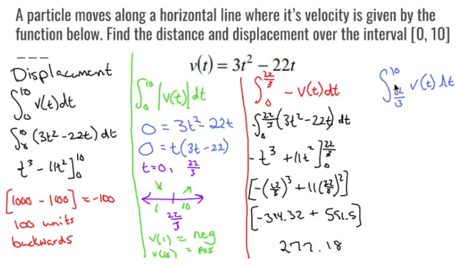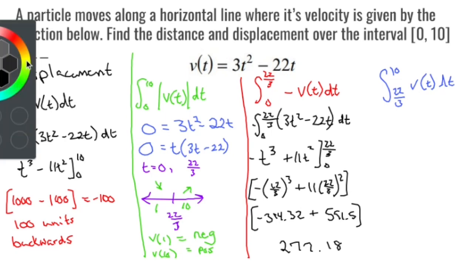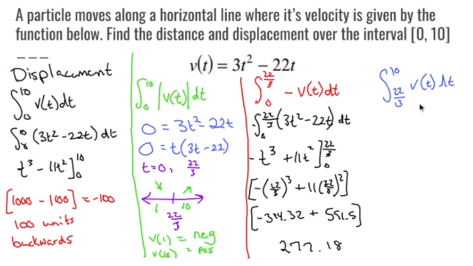This guy's going to be slightly more challenging. Let's get a fun color. Let's get a nice little orange in there. We already know what happens when I take the integral of v(t) because that happened over here. So I have t to the third minus 11t squared. Limits are 10 and 22 over 3.